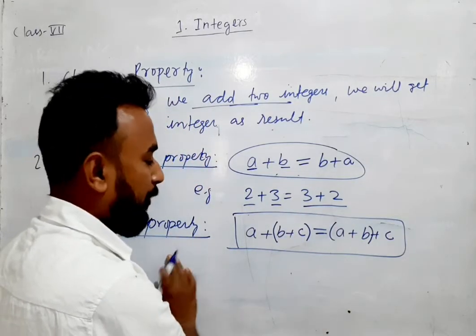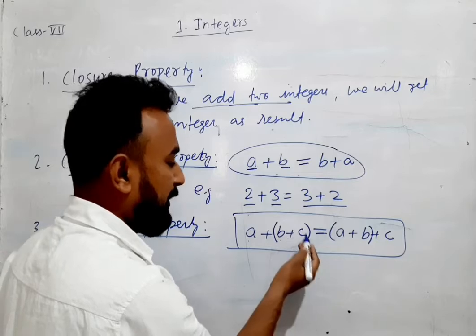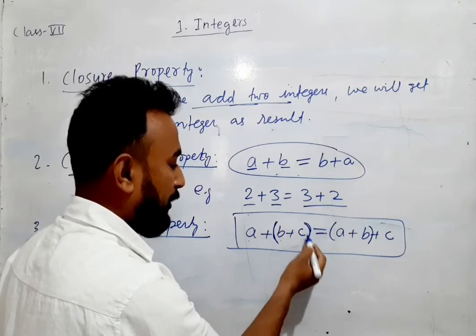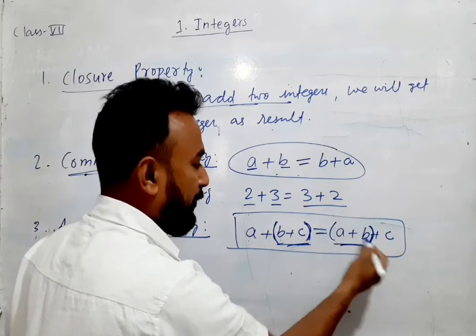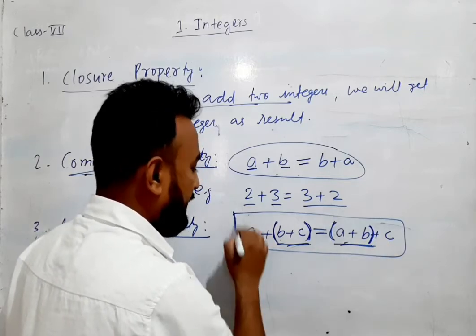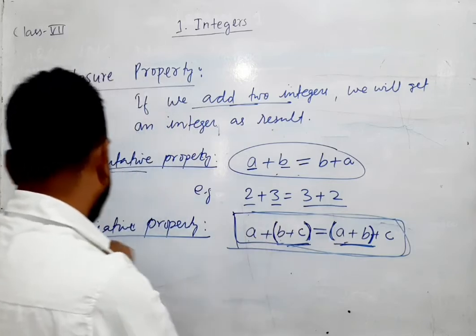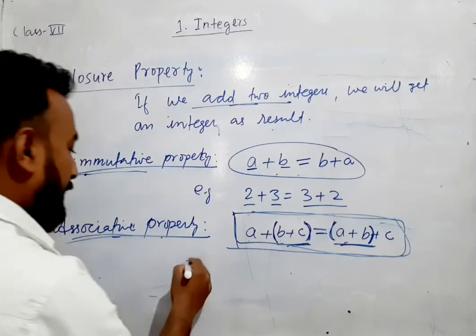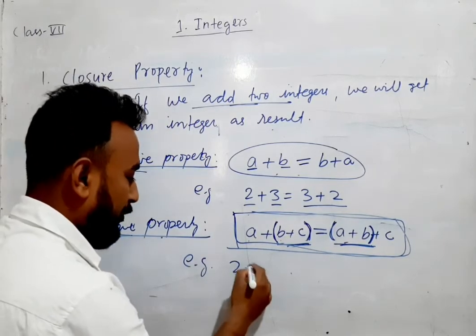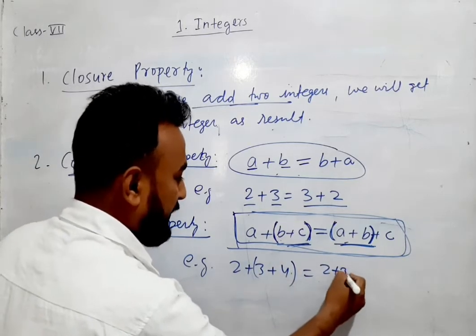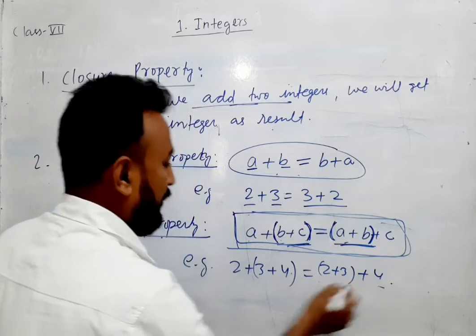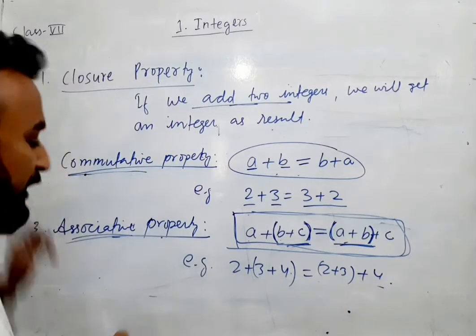So this relation will satisfy the associative property. See here, a plus b plus c. First I have grouped b plus c, and on the RHS I group a plus b. So this relation is satisfying the associative property. As for example, see 2 plus 3 plus 4. Here also 2 plus 3, group them, and plus 4. So these are the three properties.